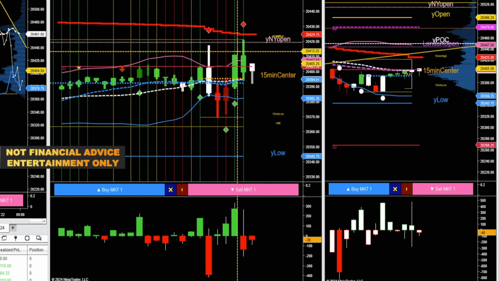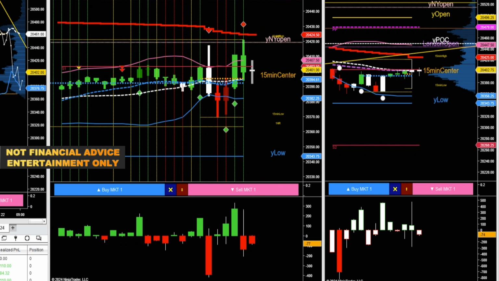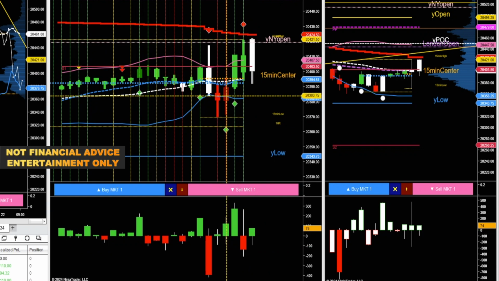I've got a special delta diamond setting. I've only got the level 3 activated, and the level 3 is anything over 100. These vertical lines are just some more experimentation, some logic based off Heikin-Ashi candles.